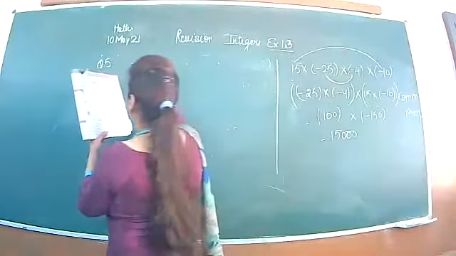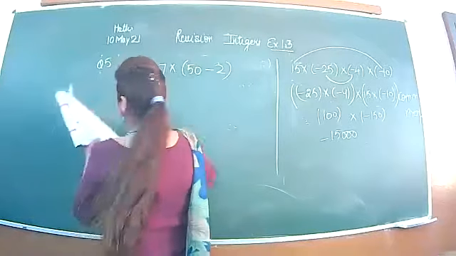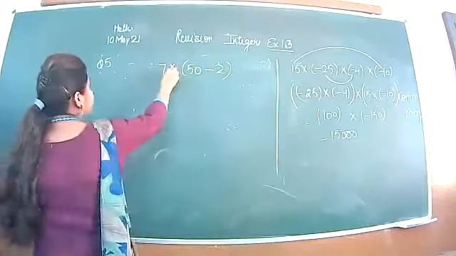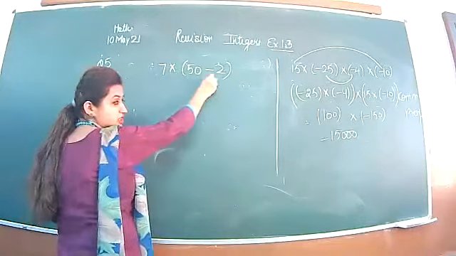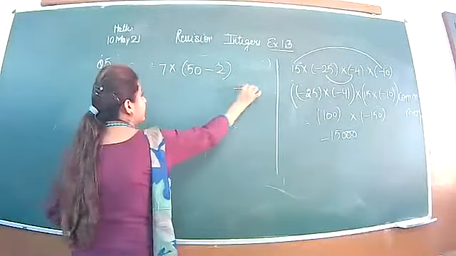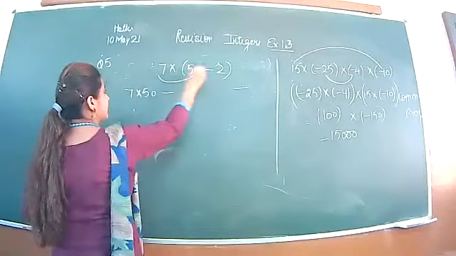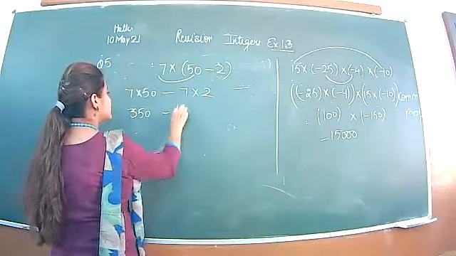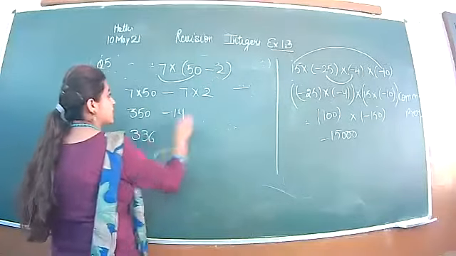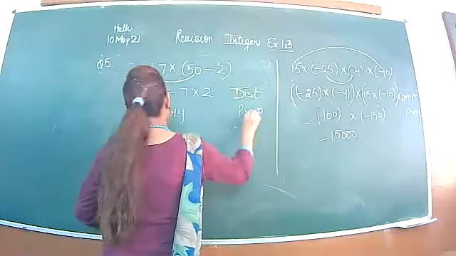Next is 7 into 50 minus 2. This is again distributive property, multiplication over subtraction. Distributive property of multiplication over subtraction. You will write here distributive property. 7 will be multiplied with 50, and 7 will be multiplied with 2. This is 350 minus 14, that is 336. So you will write here distributive property.